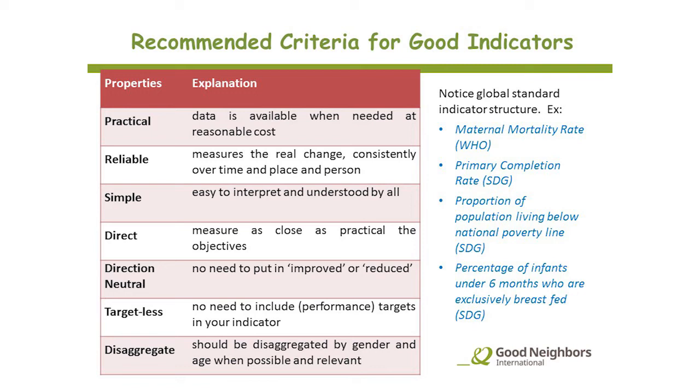So when you're drafting your indicators, if you think about the structure of the global standard indicators, such as WHO indicators, SDG indicators, that can help you think through the structure of your indicator and what makes a good indicator. And you can see some examples of those over here. Maternal mortality rate, primary completion rate, proportion of population living below the national poverty line, percentage of infants under 6 months who are exclusively breastfed. So these are some examples of standard global indicators that fit the criteria that we just went through.